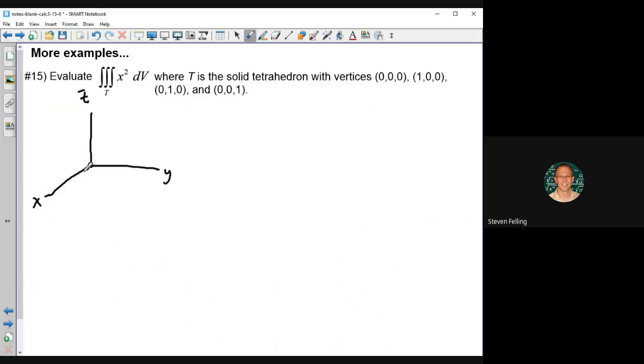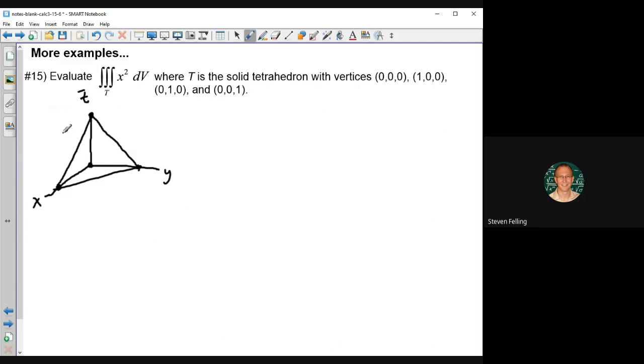So I have 0, 0, 0; 0, 0, 1; 1, 0, 0, 0, 1, 0; and 0, 0, 1. There's the tetrahedron. It happens to be the same tetrahedron, right? But in this case, we weren't given the equation of the surface for that plane. So could we come up with that equation?